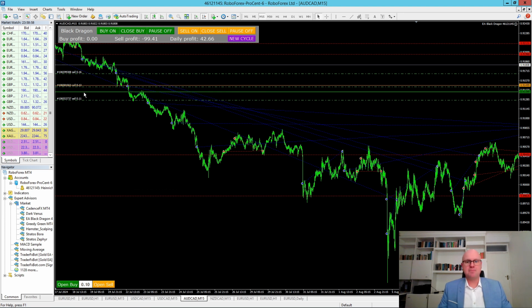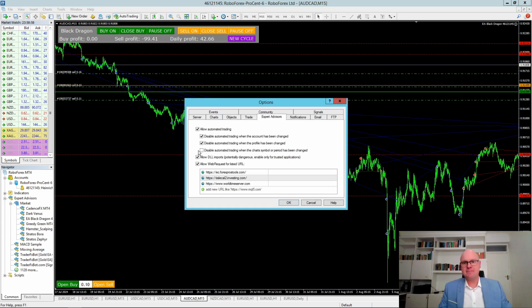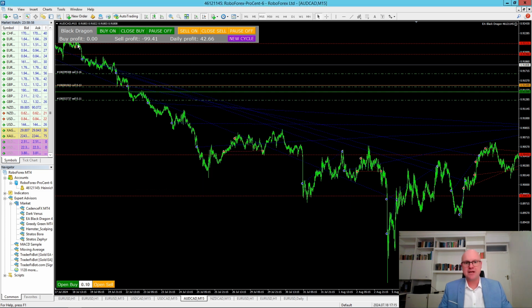Now, the next part that we are going to look at back on the live account is the trading panel. The trading panel for EA Black Dragon helps as a semi-automated system to help you trade with these. Remember, for every terminal that you use, you will need to add those links and allow web requests, otherwise you will get an alert from the expert advisor. So this one is set up correctly, so we can take a look at the different buttons.